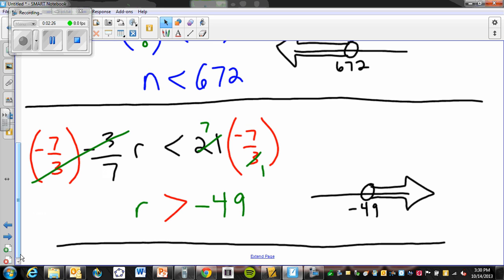Now when we're dealing with the negative numbers, negative 3 over 7 times r is less than 21. When we divide by a fraction, if we flip the fraction, we can multiply. So that's what we're going to do in this case. We flip the fraction to where it's negative 7 over 3, and we multiply it on both sides. When you do negative 7 over 3 times negative 3 over 7, they cancel out. So now we have 21 times negative 7 over 3.